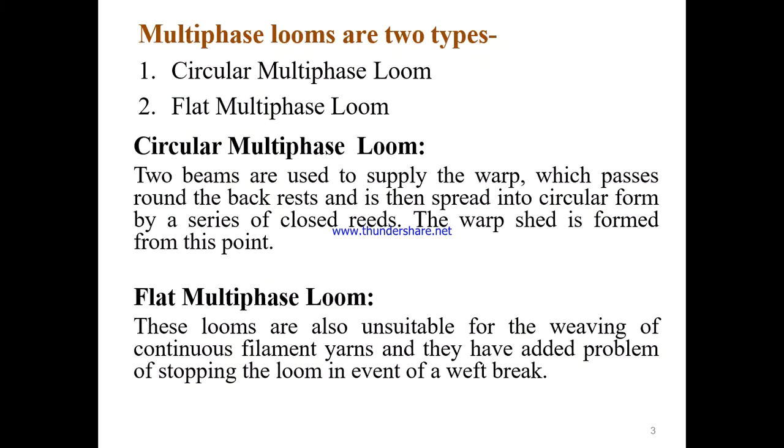Multi-phase looms are of two types: circular multi-phase loom and flat multi-phase loom. Already I have mentioned circular looms, where the circular fabric will be prepared. That means the fabric will be like a hose pipe in circular form. The flat multi-phase loom will produce the fabric in flat form or open width form, like the normal single phase weaving form, as we have already studied.